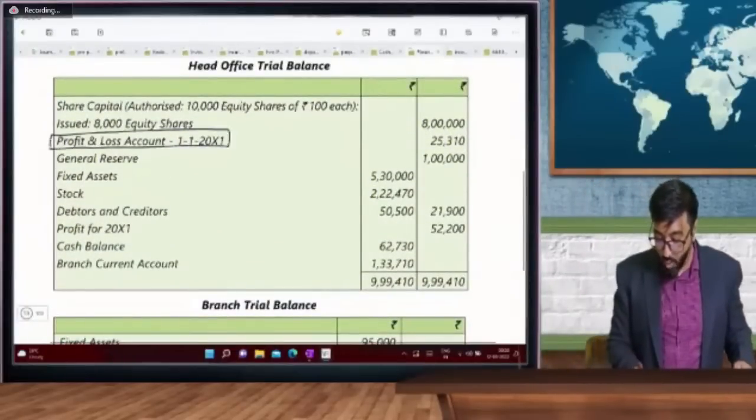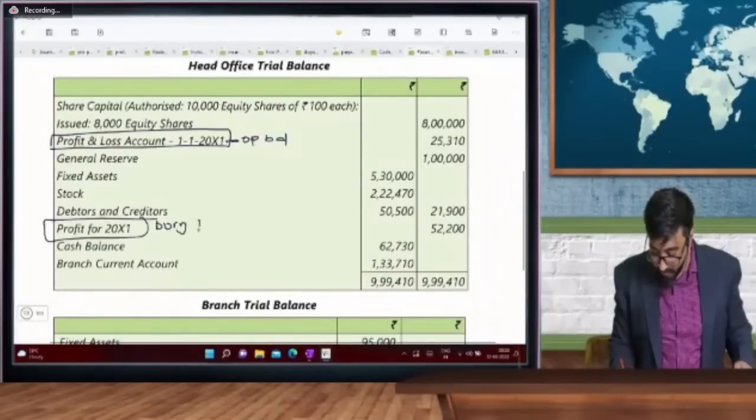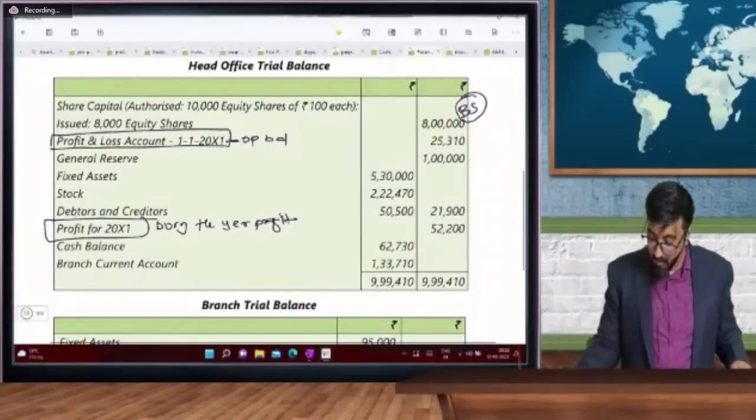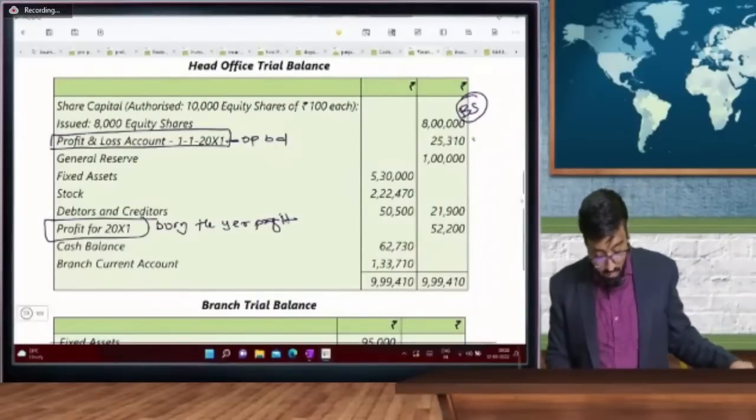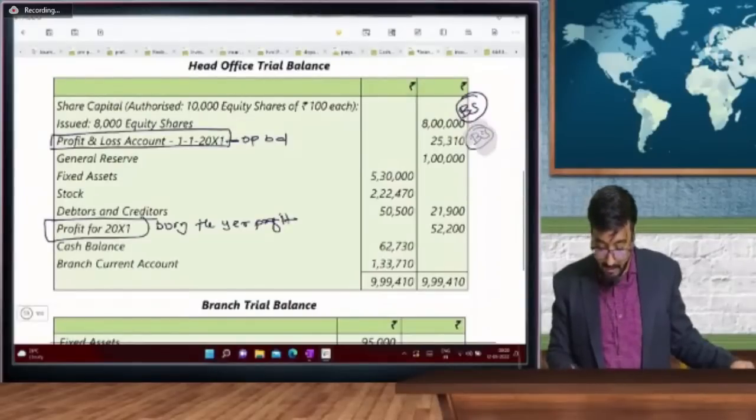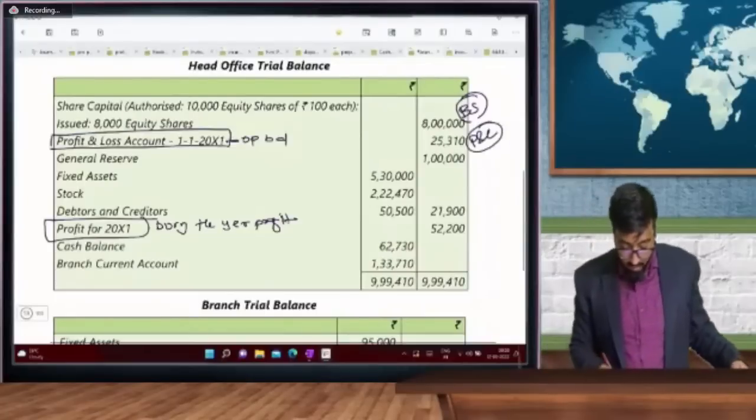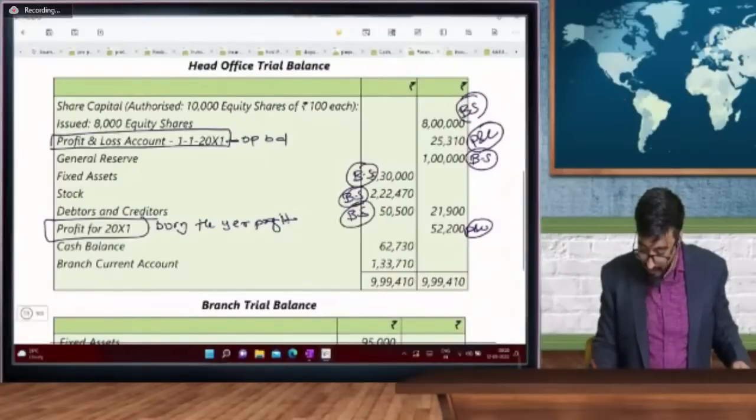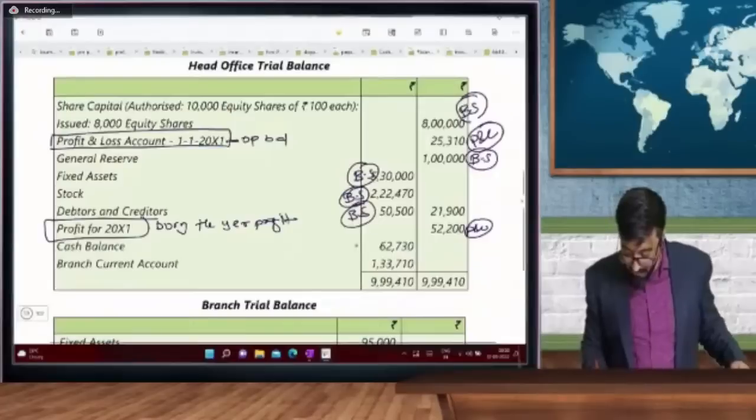So see, this is the opening balance of P&L, and this profit is the during-the-year profit. Share capital, where you are going to write it? In the balance sheet. Profit and loss account 25310, this is also in the balance sheet. So we will prepare a separate P&L account here. Why will we prepare a P&L account? Yes, I will tell you. General reserve, balance sheet; fixed assets, balance sheet; stock, balance sheet; debtors, balance sheet; cash, also balance sheet.